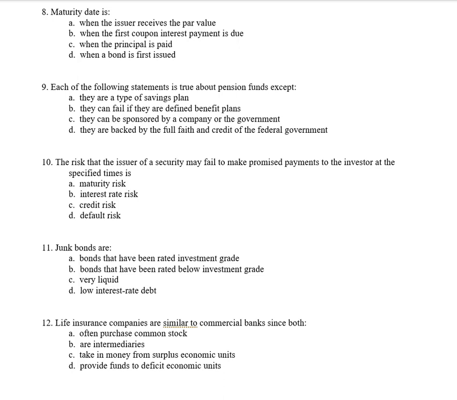C, taking money from surplus economic units. That's not true of life insurance companies, really, because if you think about it, when you're buying insurance, it's not necessarily that you have a lot of money extra, it's that you're buying protection. So C is not correct. And then the same thing with D. They don't really provide funds to deficit economic units. That's not really their main purpose. They're providing insurance. So the correct answer there would be B.